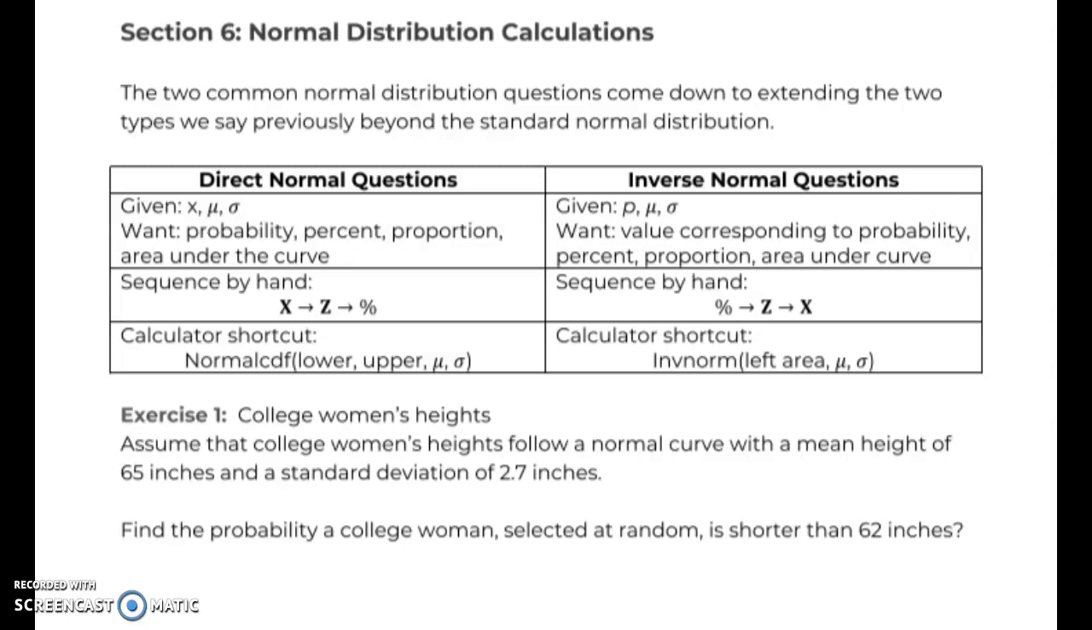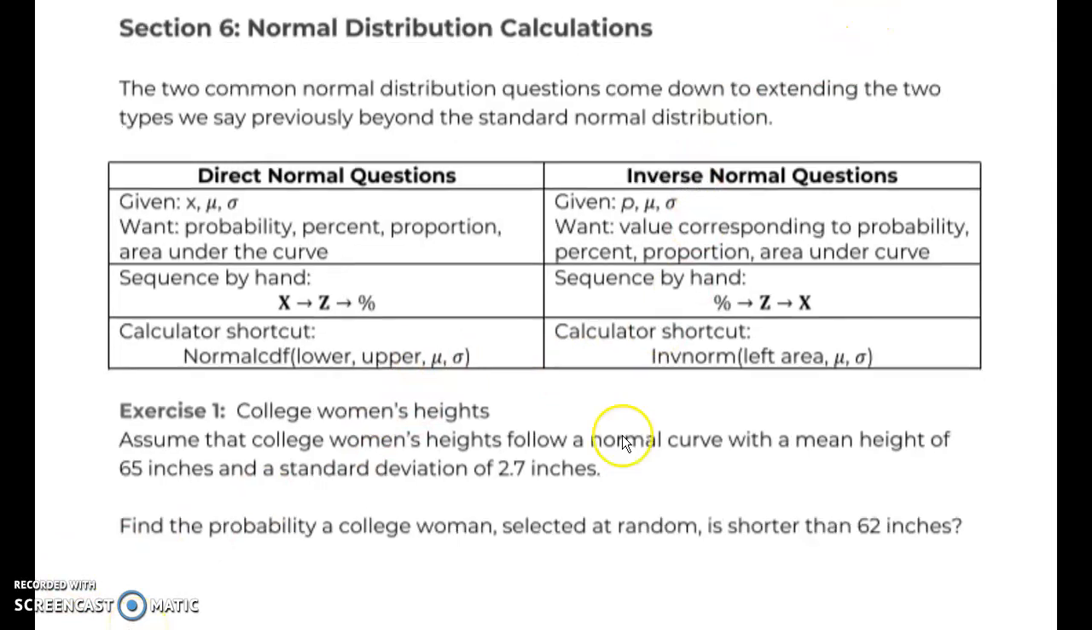For the inverse type of question, the sequence by hand would be to take the percentage, go to the table, find the z-score, and then convert that to an x value. In the calculator, we can use the inverse norm option and use the area to the left if you're using the older version of the TI-83 or 84, and then simply put in your mean and your standard deviation. On StatCrunch, it's going to be very similar to the calculator.